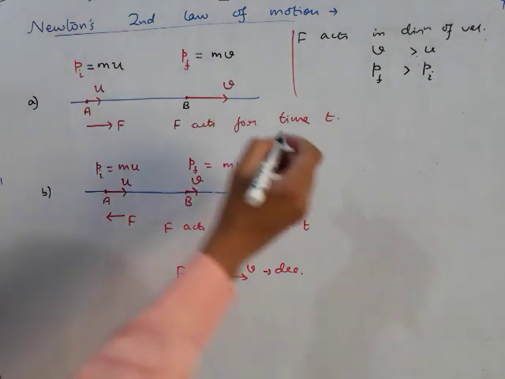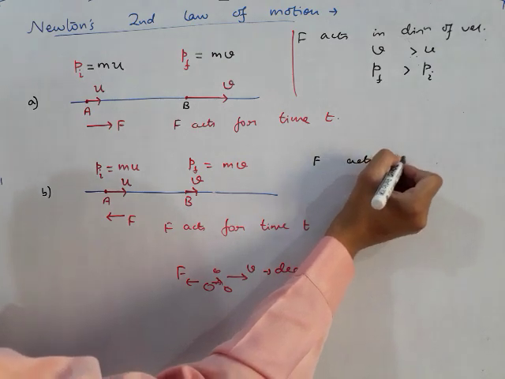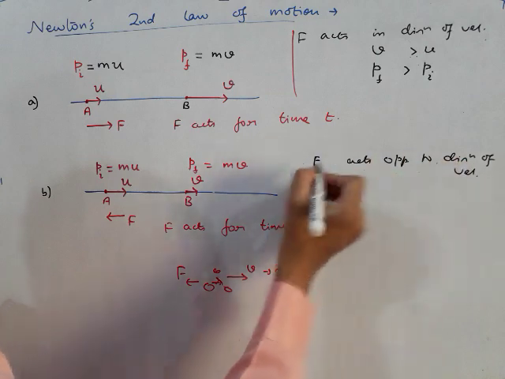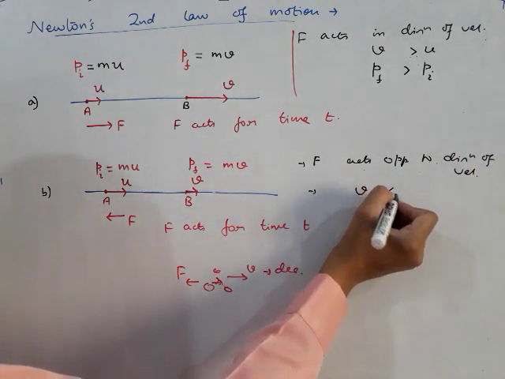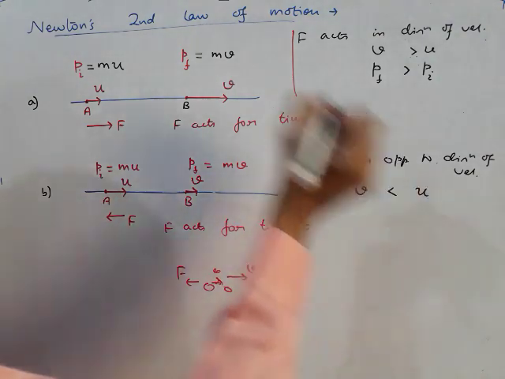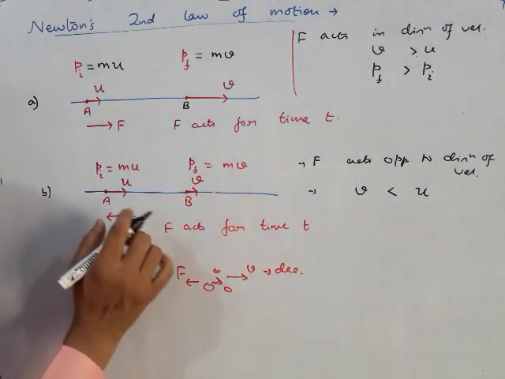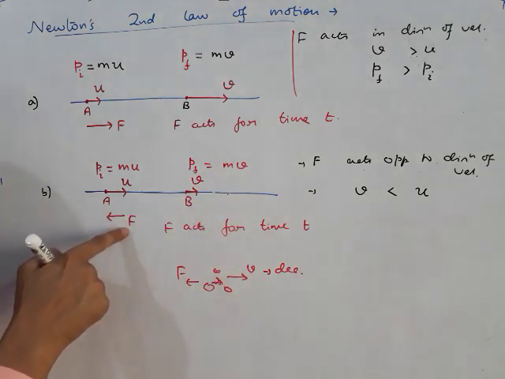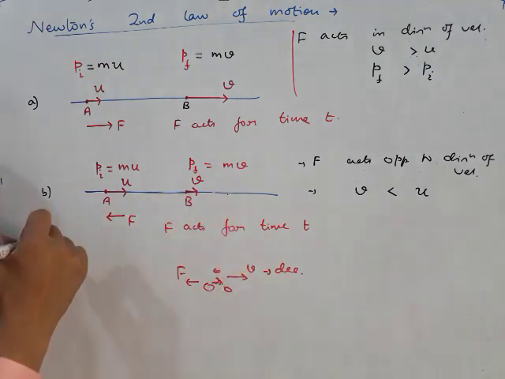First one, that force F, it acts opposite to the direction of velocity, number one. Because of this, the final velocity v will be smaller in magnitude compared to initial velocity. If it has not stopped, there is a possibility that it will stop after some time, and if you continuously apply a force, the body may start moving in opposite direction.